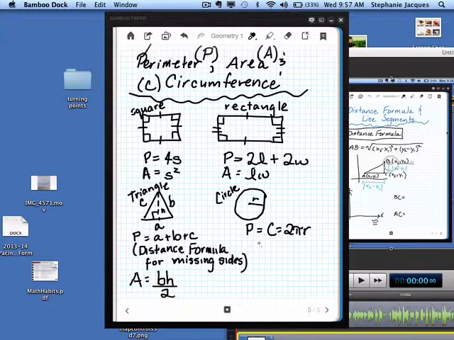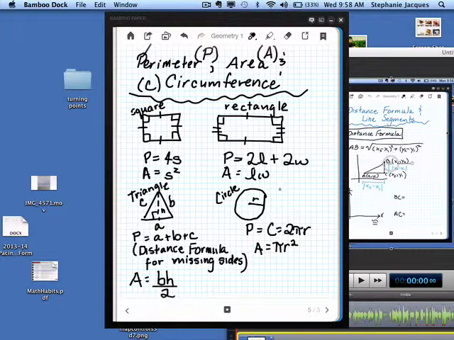And now let's look at area. So area of a circle is going to be pi r squared. Order of operations is important here. You want to do your radius squared first before you multiply times 3.14.